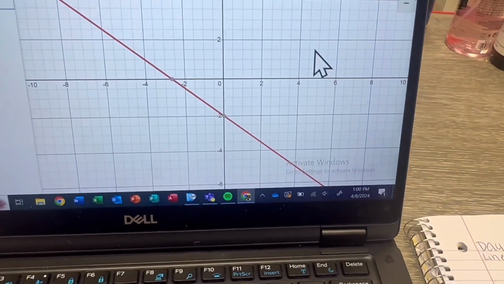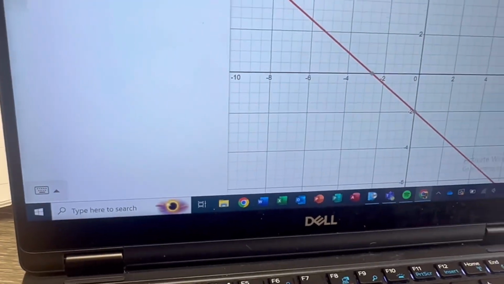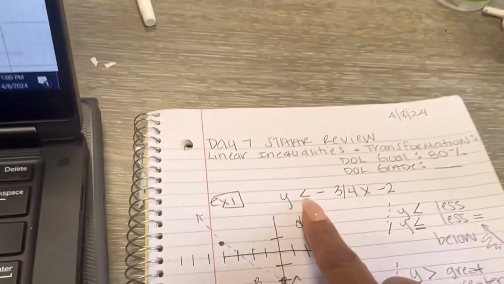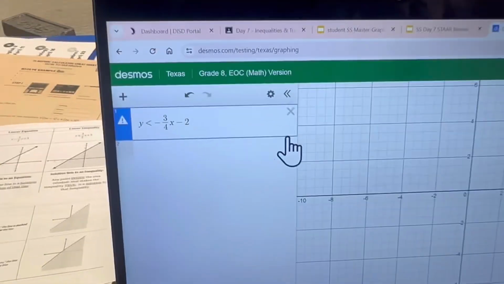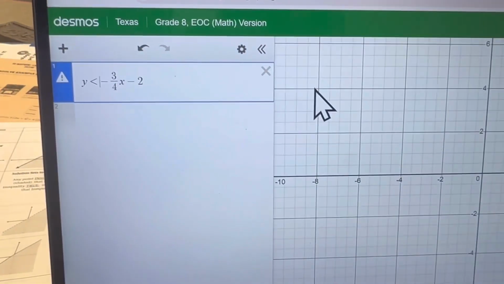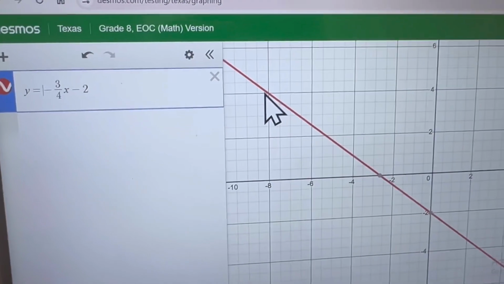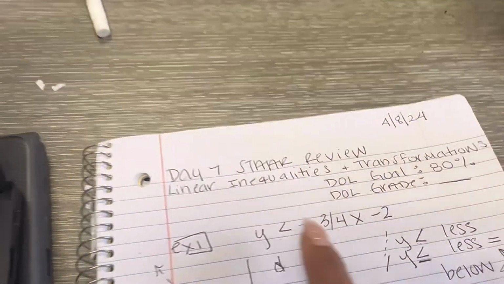It looks pretty good. All right, so negative 3/4 x minus 2. You don't put the y less than because it does not take that. It's asking for you to draw the line and you figure out which points are below. If you put in y below, it's not going to graph anything. That's not a line, right? You need to graph the line. You can put y equals if you want. You graph the line, and then you're asking yourself which points are below, okay?